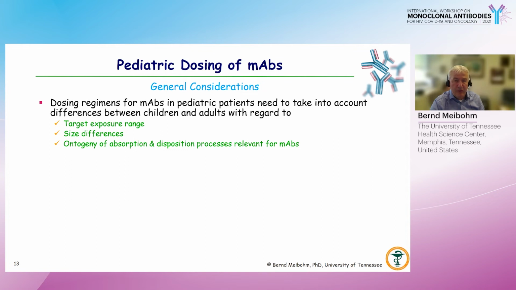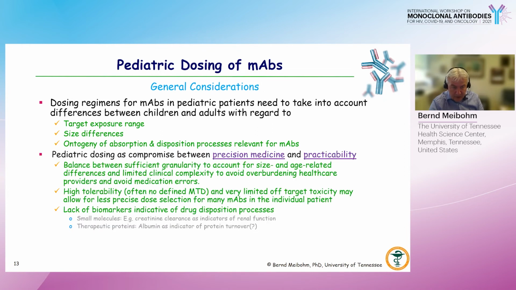Well, dosing regimens for monoclonal antibodies in pediatric patients need to take into account differences between children and adults with regard to target exposure range, size differences, and of course, ontogeny of absorption and disposition processes relevant for monoclonal antibodies. So ultimately, pediatric dosing can be seen as a compromise between precision medicine and practicability. So it basically is a balance between sufficient granularity to account for these potential size and age-related differences and limited clinical complexity to avoid overburdening healthcare providers and avoid medication errors.